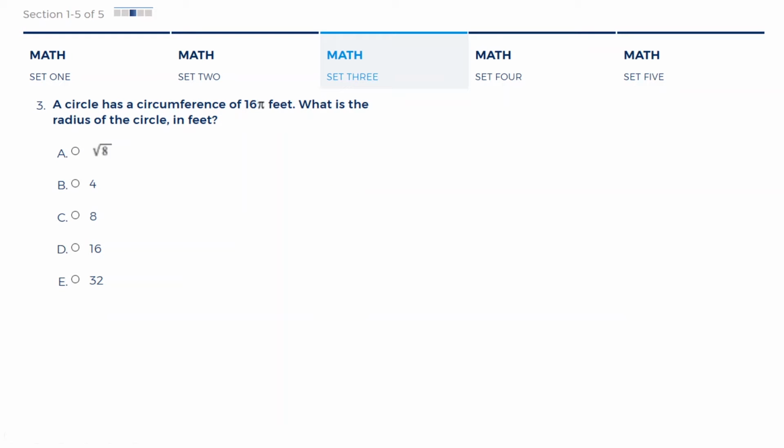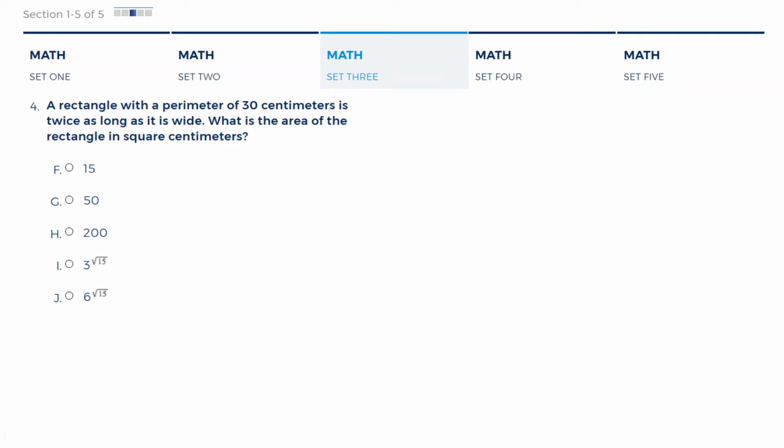Again, guys, doing this as fast as I can. A circle has a circumference of 16 pi. What is the radius of the circle? Circumference, 2 pi r, is equal to 16 pi. Therefore, r is equal to 8. R is equal to 8, C.